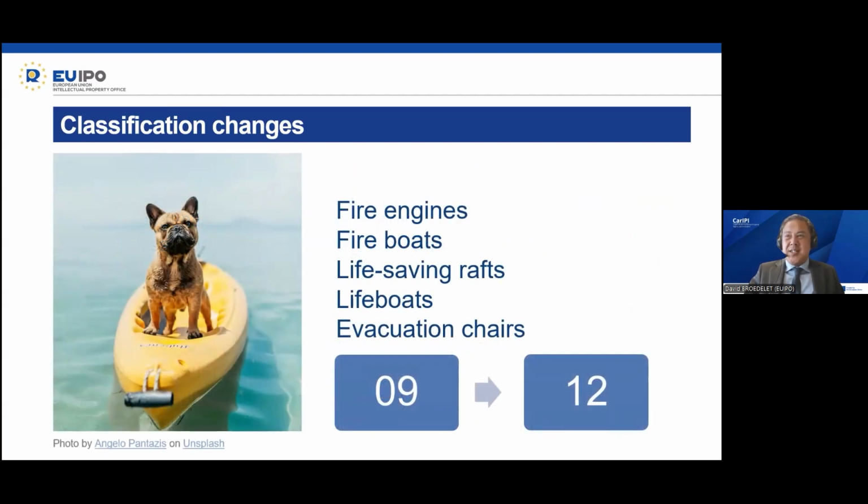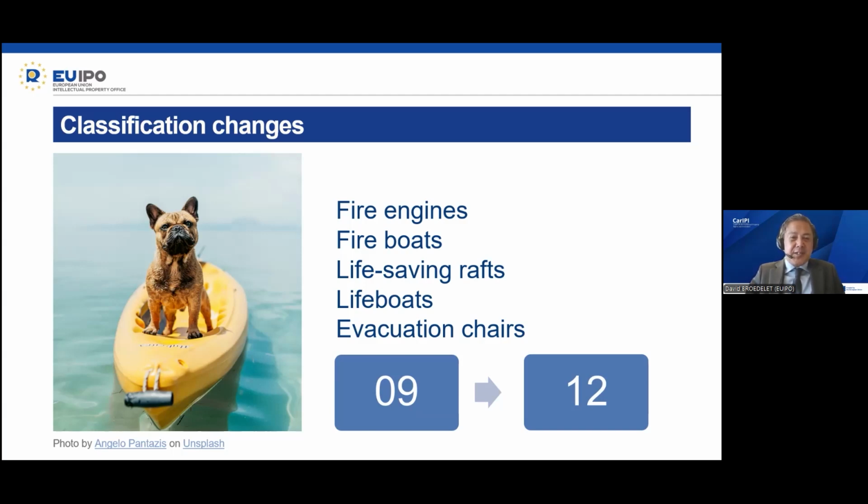Then the next one is this one. Fire engines, fire boats, life-saving rafts, lifeboats, evacuation chairs. They were also in 9 because they were considered to be life-saving equipment. Let's hope that in reality this saves lives. However, as class 9 was really full, it was decided by the classification experts that this should go to class 12 because it's more like a vehicle.